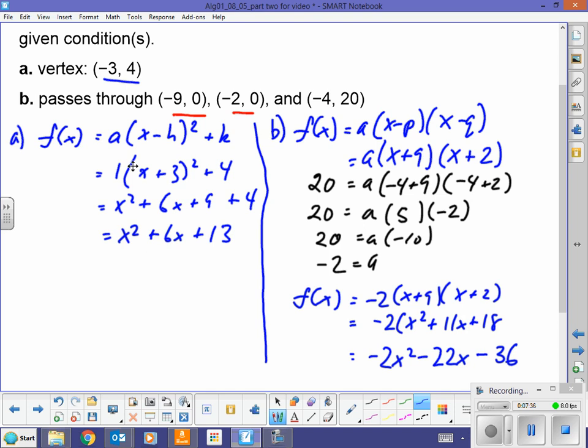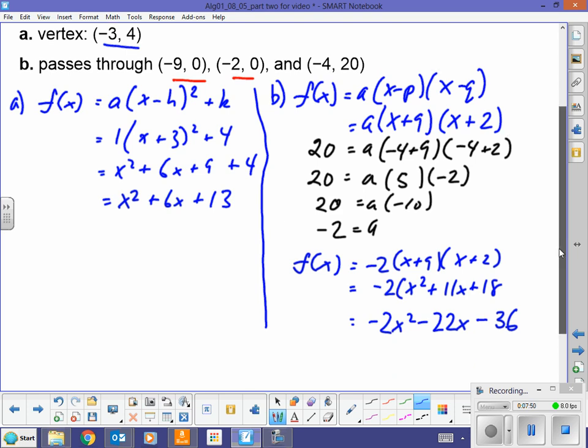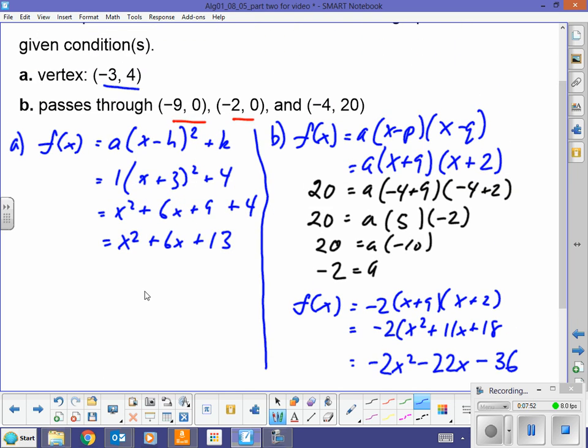So many different functions are going to use the same vertex. Okay, and then we have this set of conditions over here. So that's that. We have two separate functions there. It was a and b using the two different forms.